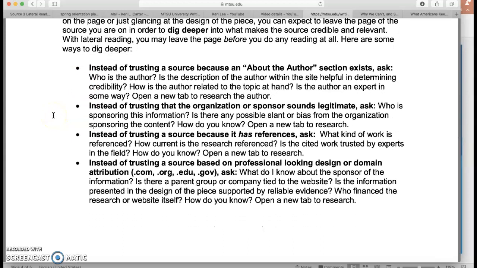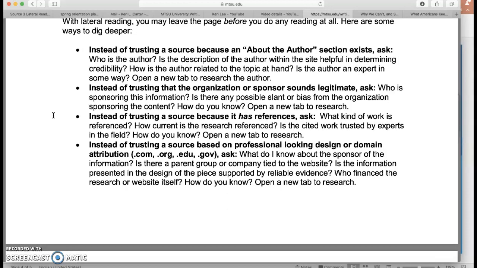Or instead of trusting that an organization or sponsor sounds legitimate, start looking into who they are, who's sponsoring the information. Is there any slant or bias? How do you know? Who are they funded by? Open a new tab and start researching to figure that out.